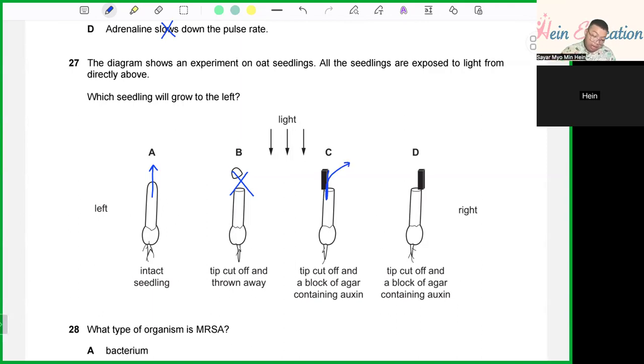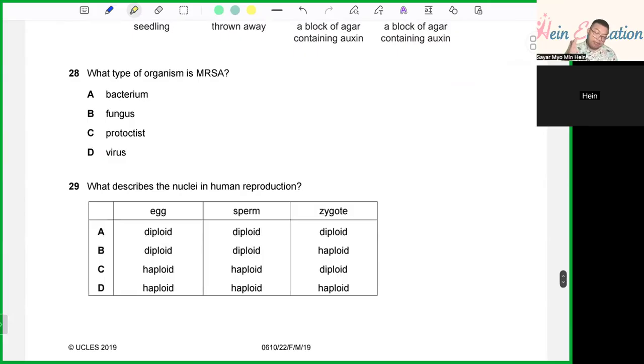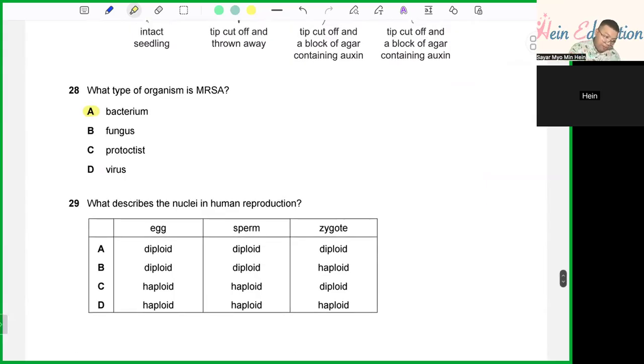It is to the left, to the right. And here in this case, this side more and then they will grow toward it. So to the left, then the answer is D, right? The answer is D. And MRSA is methicillin resistant Staphylococcus aureus. So it is bacteria. So the answer is number A.